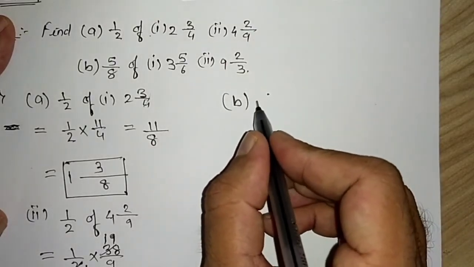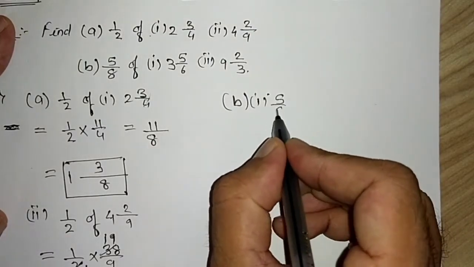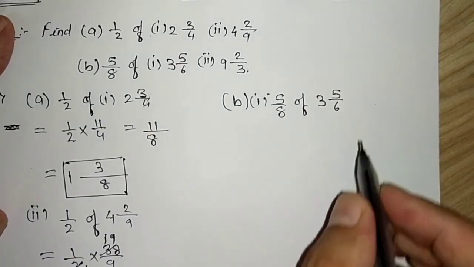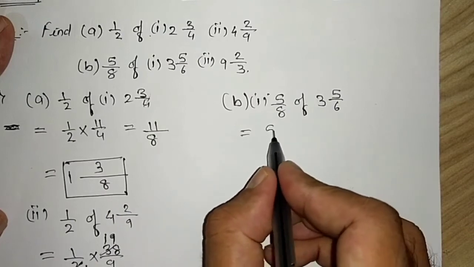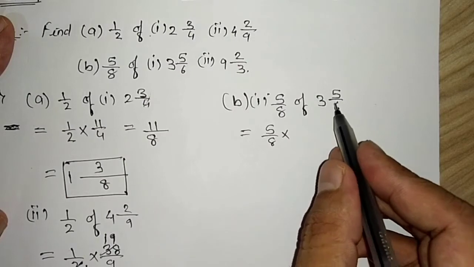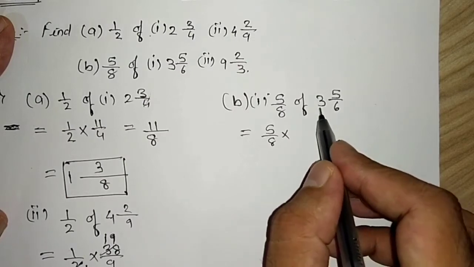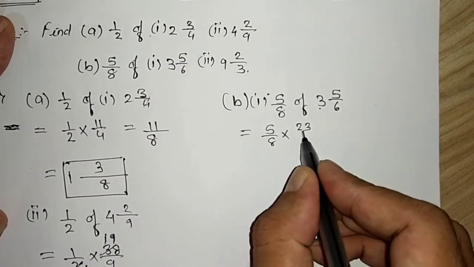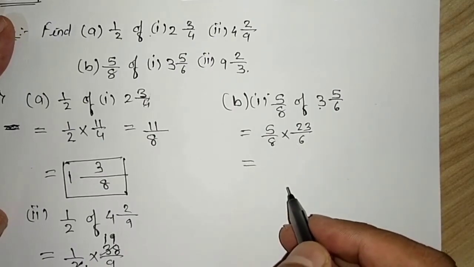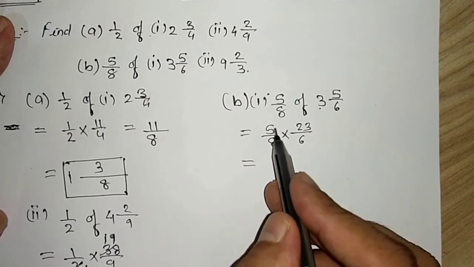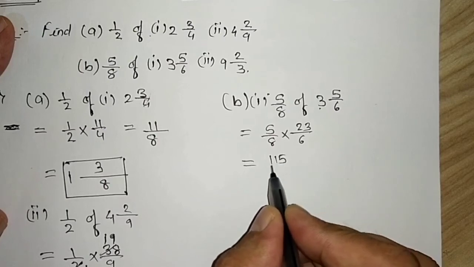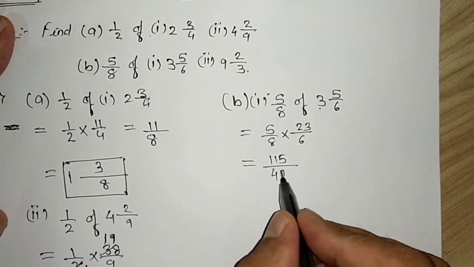Solving part B. Part B says first 5 by 8 of 3 integer 5 by 6. 5 by 8 of can be written as multiplication, and this number can be written as an improper fraction as 6 3s are 18 plus 5, 23 by 6. Numerator will be multiplied by numerator and denominator by denominator. So 5 23s are 115 and 8 6s is 48.